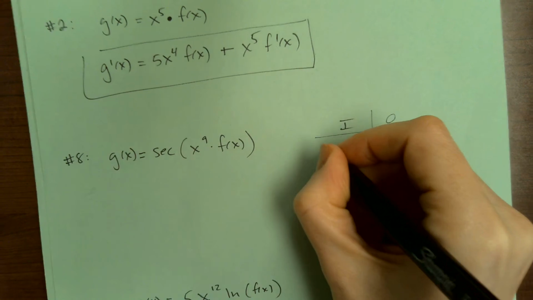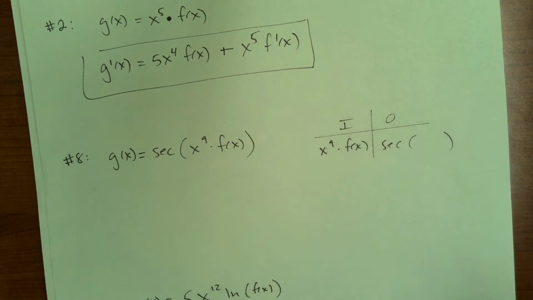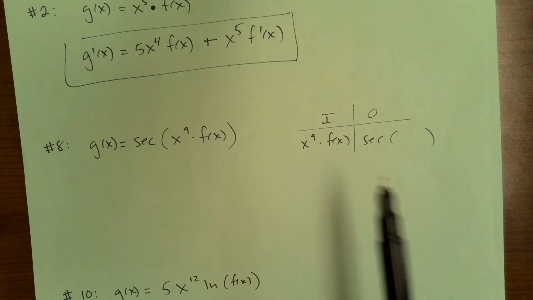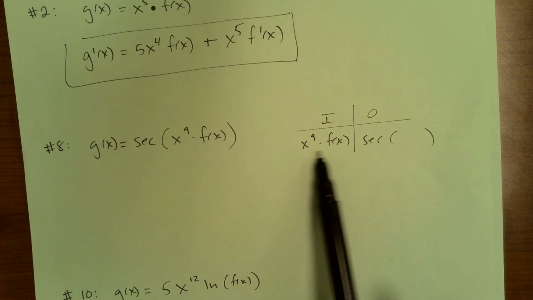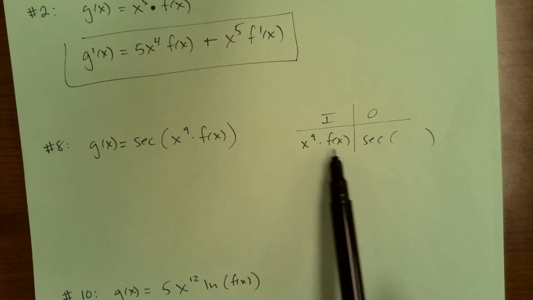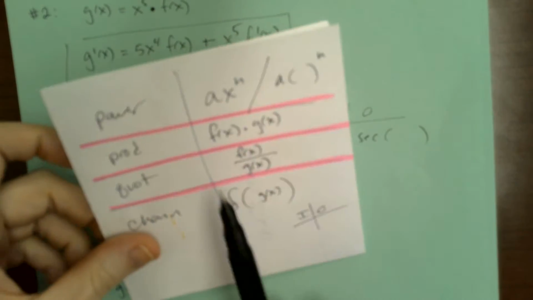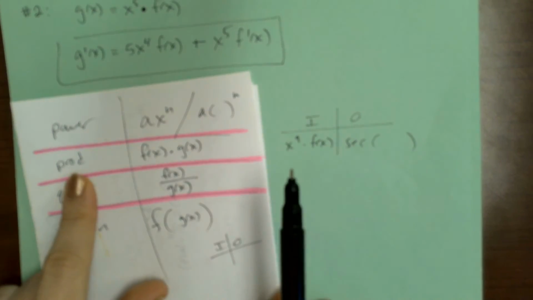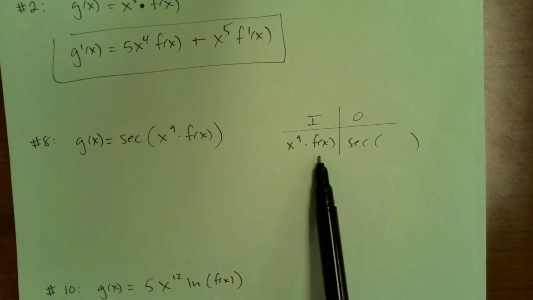chain rule. X to the 9th times f of x, secant of blank. But then, so primarily we've got a composition of functions. That means we've got a function that is the input of another function. But when you go to take the derivative of the inside, you see that the inside function is a product of 2 other functions. So you're going to need the product rule here.